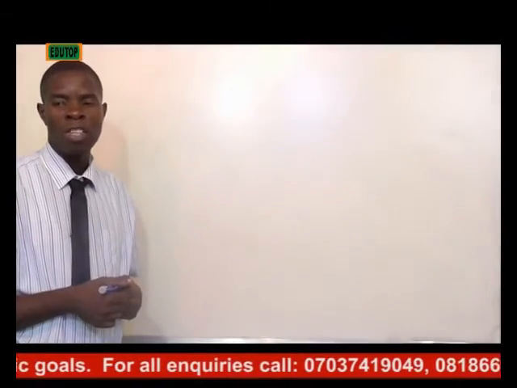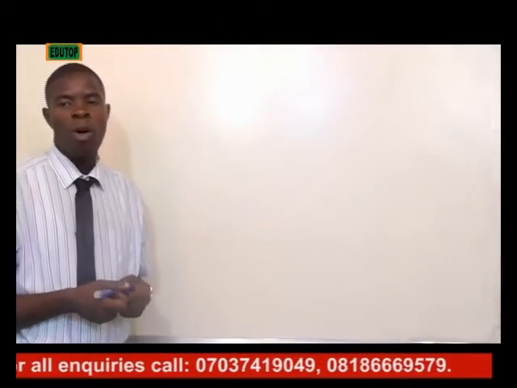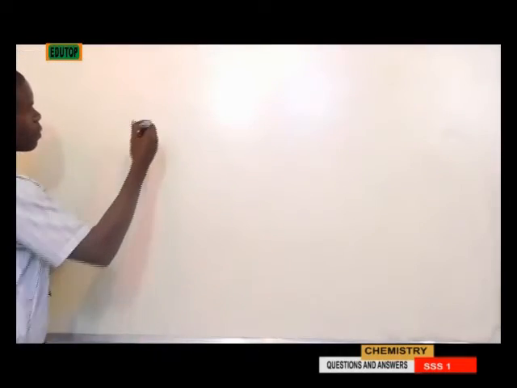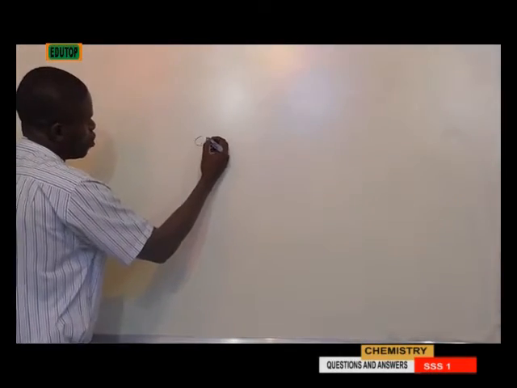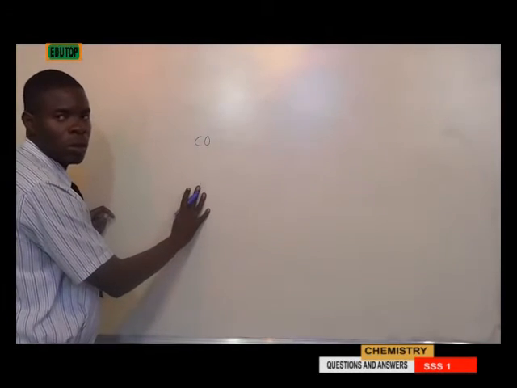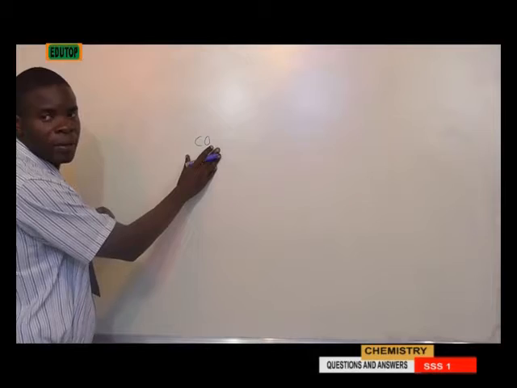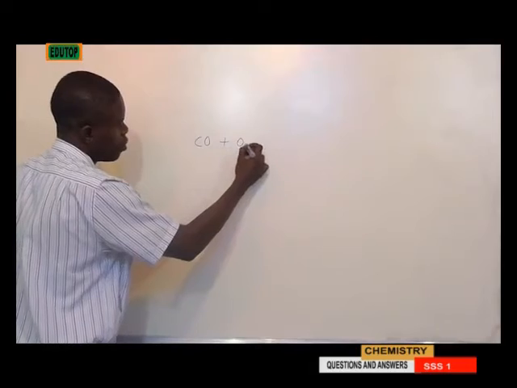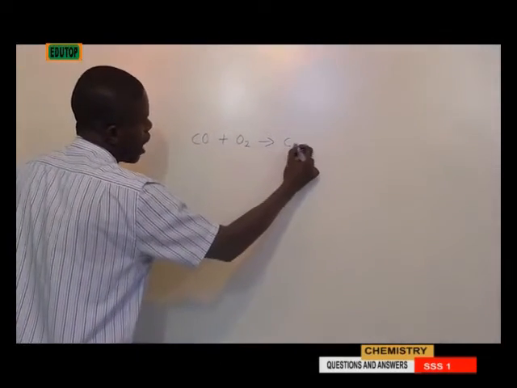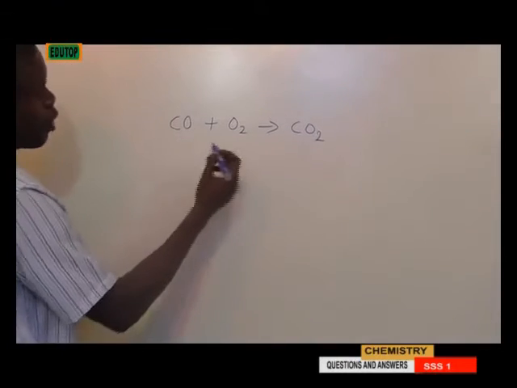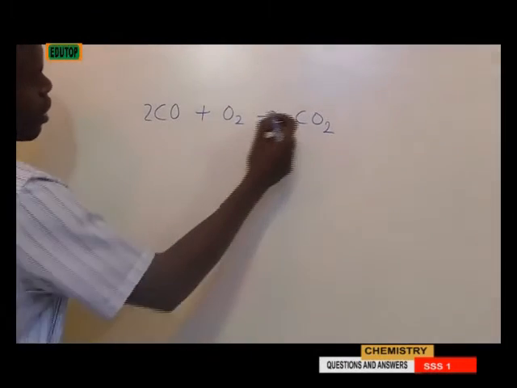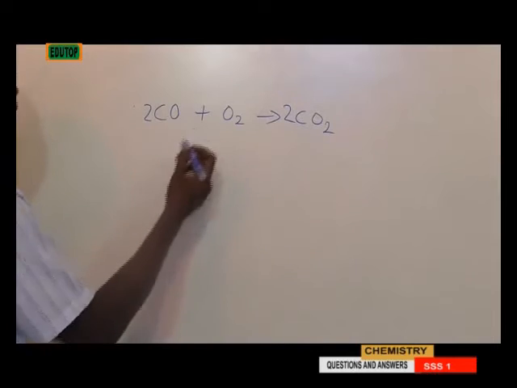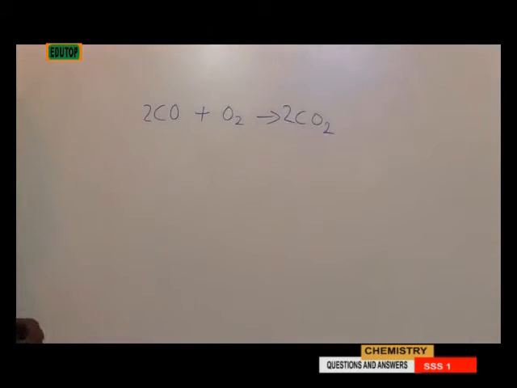Question number 2. 20 cm³ of carbon(II) oxide is packed with 20 cm³ of oxygen. CO, carbon(II) oxide, this is the formula, reacting with oxygen, O2, to give you carbon(IV) oxide, CO2. If you want to balance this, then there will be 2 here and 2 here. The equation is balanced.